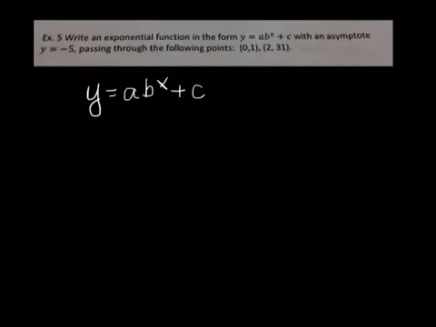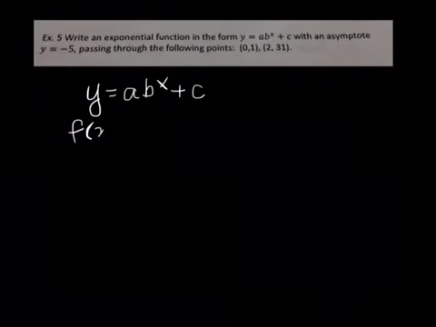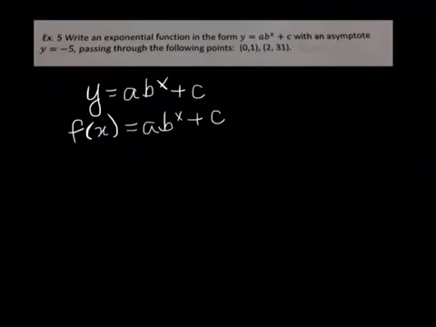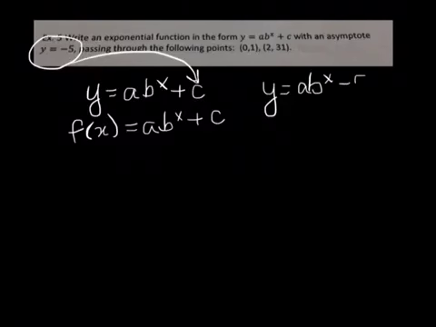Now you may be asking yourself, how come we're not defining it by f of x? You absolutely could. We know it's a function. I'm just going with the way the question was written right now. So knowing that I have an asymptote of y equals -5, well, that's my c value. Okay, so already I can fill in part of the equation with -5. But I still need to find my a and I need to find my b.